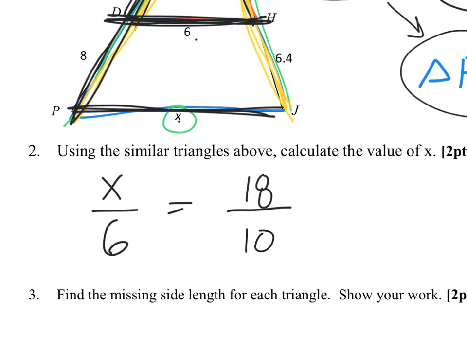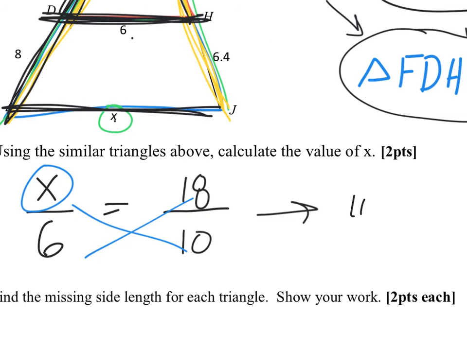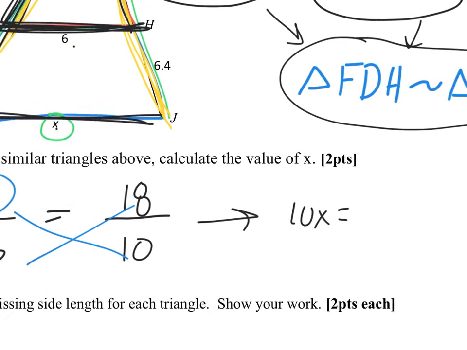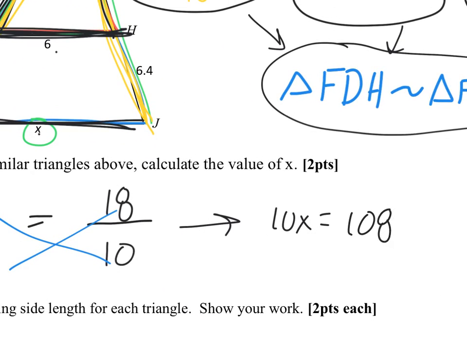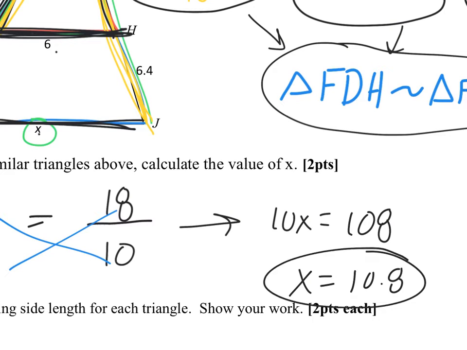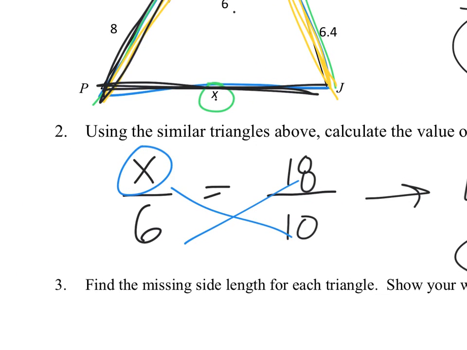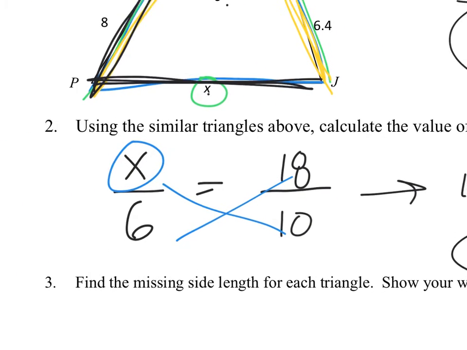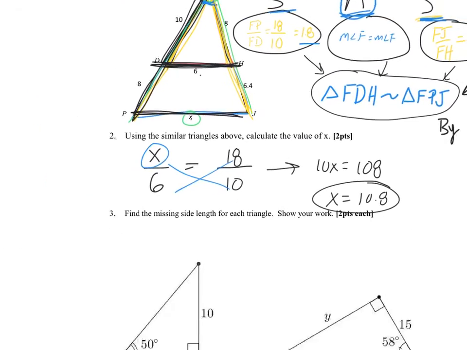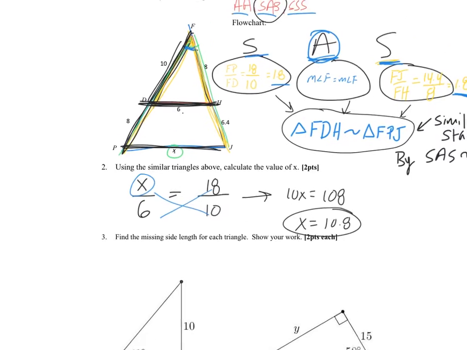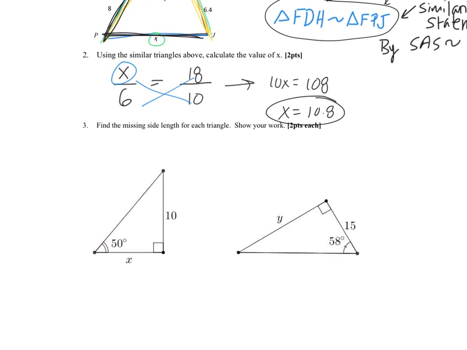Now the only thing is I don't know what x is, so I'm going to cross multiply and solve for x. And when I do that, I'm going to get 10x equals 60 and 48 makes 108, and solve, and x is going to turn out to be 10.8. And so I set up a proportion of sides in order to solve for my missing variable, and I ended up getting 10.8. And that was using the idea of similar triangles up above.